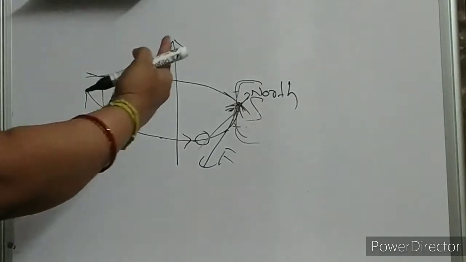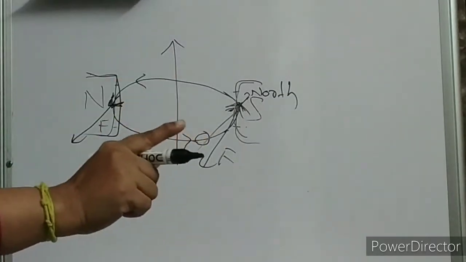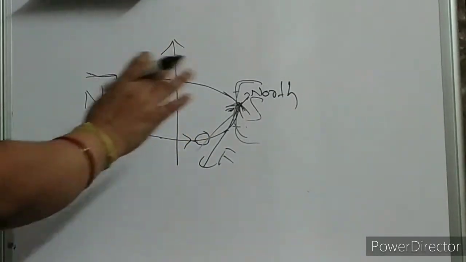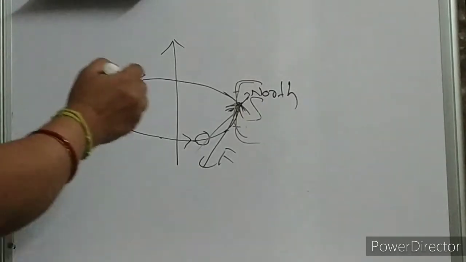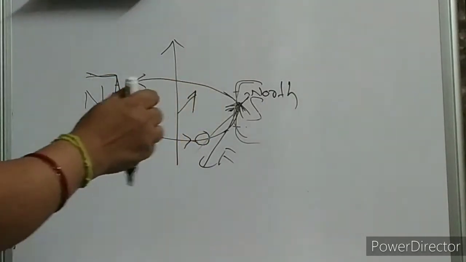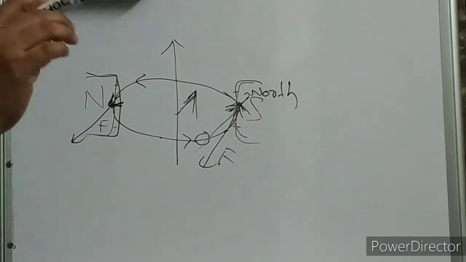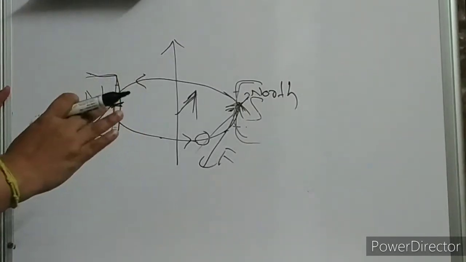If force experienced by the magnet due to the current carrying conductor is out of the board, what about the force experienced by this wire because of the magnets? As we have already discussed in my last lecture, it is equal and opposite direction. That means this will be inside. Little bit of tricky, little bit of difficult. Please try to understand this concept.